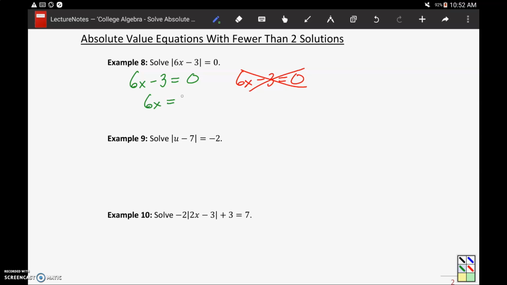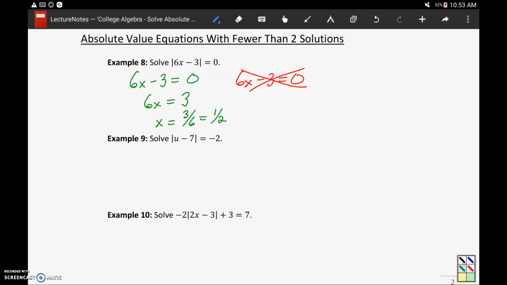Adding 3 to the other side of our first equation would give us 6x is equal to 3, and then x is equal to 3 over 6, or 1/2. So in this case, we only come up with a single solution, x is equal to 1/2, which will be the case anytime we have an absolute value function set equal to 0.